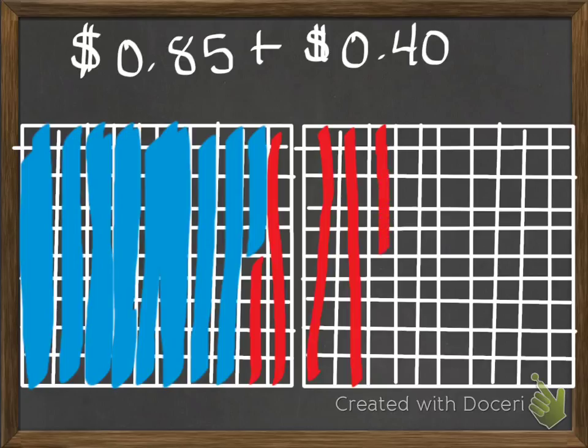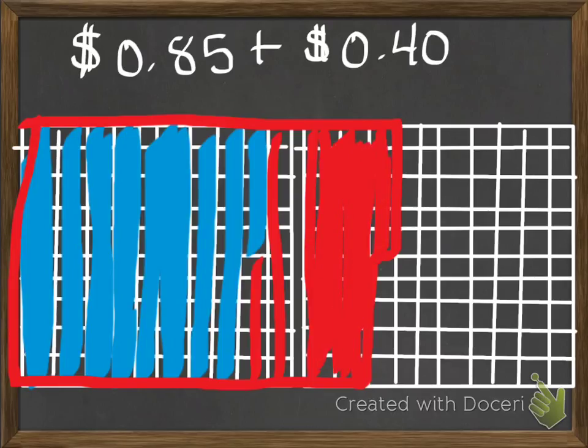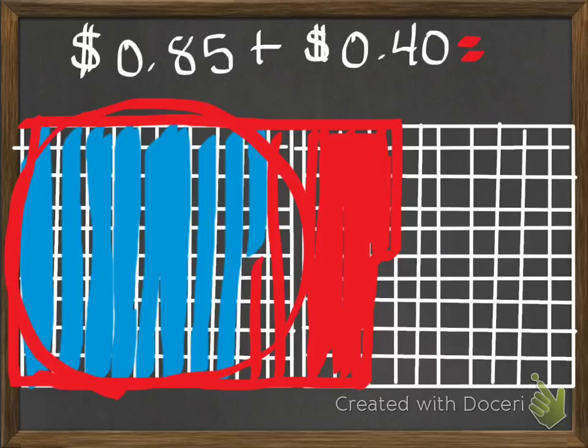This is what it looks like on my grid. So I have filled in this much on my grid. I filled in one whole grid and then I have filled in this portion of a second grid. So I just count that up. So this is one whole, so that equals 1. And then this portion is 25. So one whole and 25 out of 100 pieces, or 25 hundredths. So my answer is 1.25, or 1 and 25 hundredths.